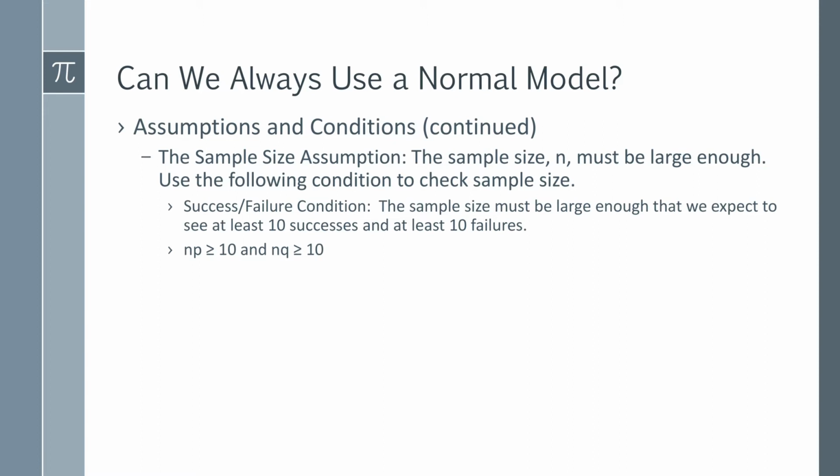The sample size n must be large enough, and we use the following condition to check the sample size. We have the success-failure condition. That says the sample size must be large enough that we expect to see at least 10 successes and at least 10 failures. If that condition is met, then our sample size assumption is met.